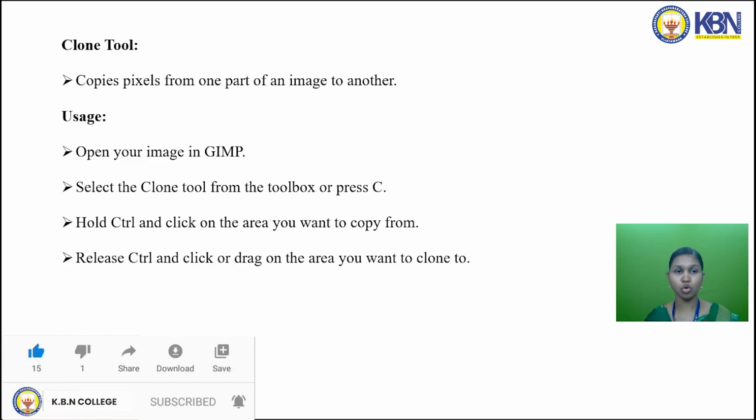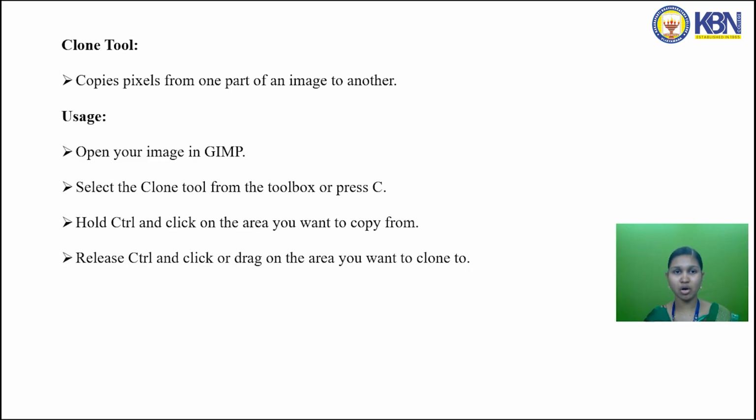Now the clone tool. The clone tool is the copying tool, like making a duplicate. It copies pixels from one part of an image to another part. For example, take two photos where the pixels are different in each image, but the images look similar. You can copy those pixels using the clone tool. Open the image menu and click on the clone tool, or use the shortcut key C.